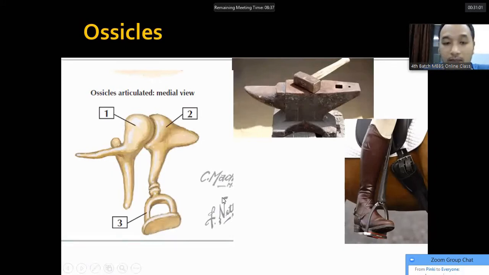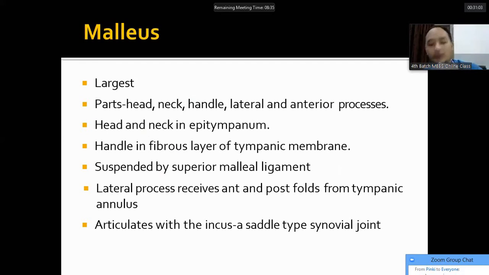Now let's come to the Malleus. This is the largest of all 3 ossicles. It has a head, neck, handle, and 2 processes, lateral and anterior processes. The anterior process is also called the short process. The head and neck of the Malleus rest in the epitympanum, and the handle and the lateral process are in the mesotympanum.